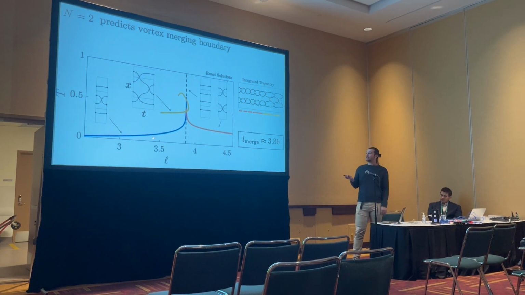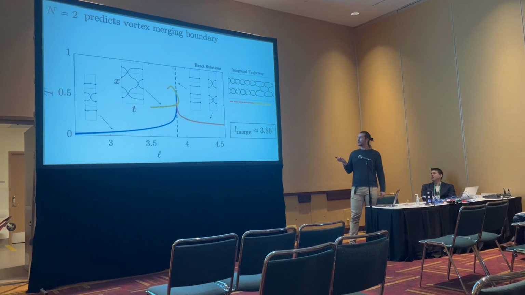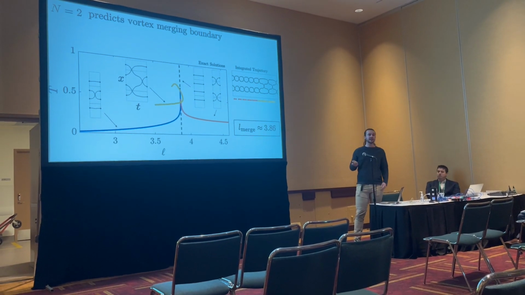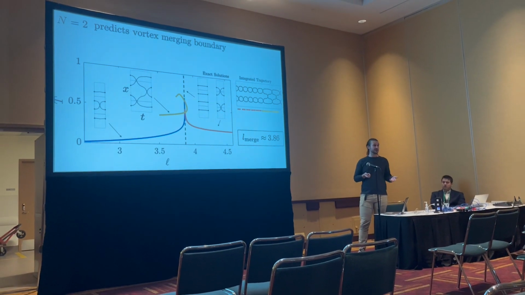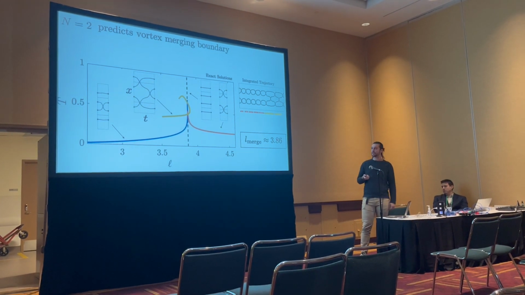Better still, the location of this traveling wave is pretty indicative of where the merger happens. And we find that that is at 3.86, which is a lot closer to the experimental value than was actually computed for these extended vortex core traveling wave systems.